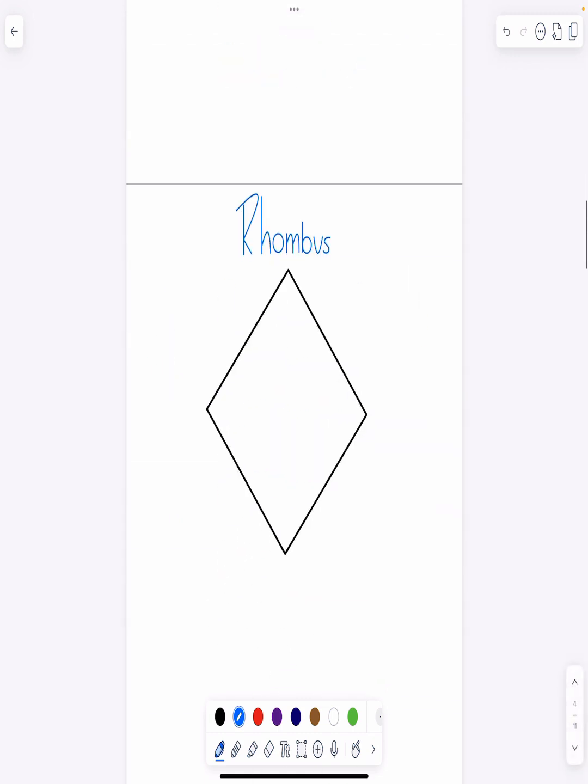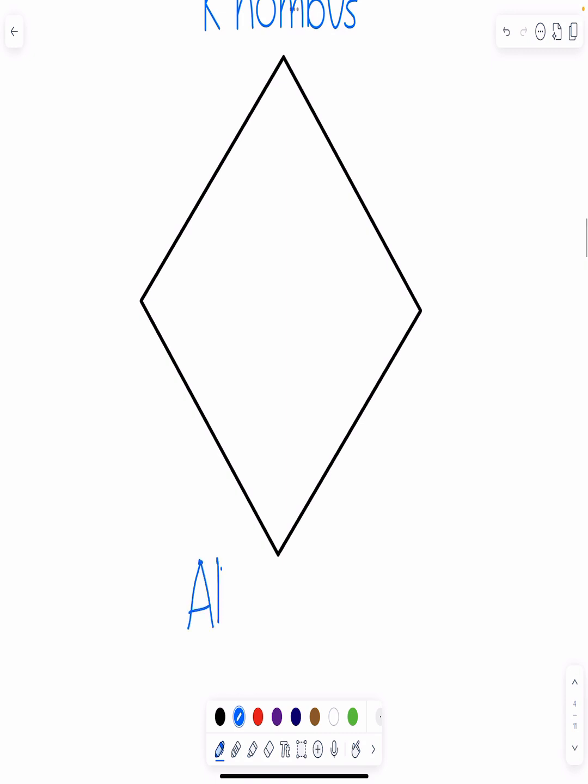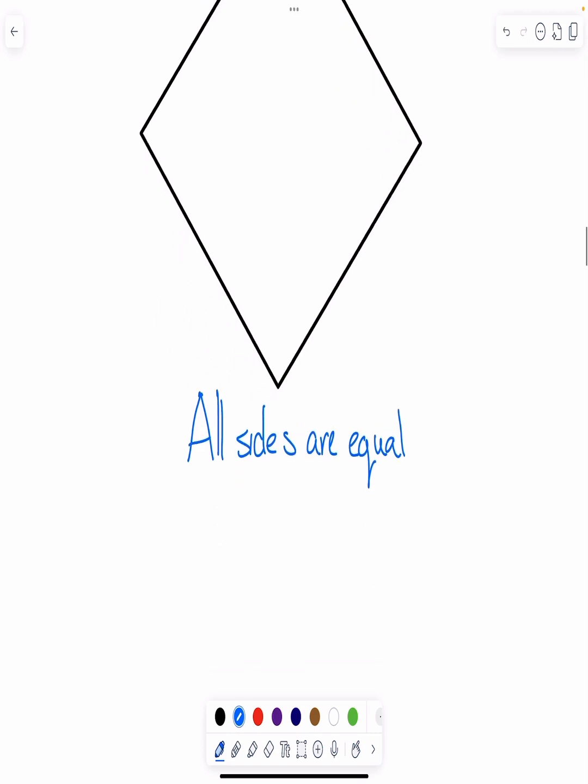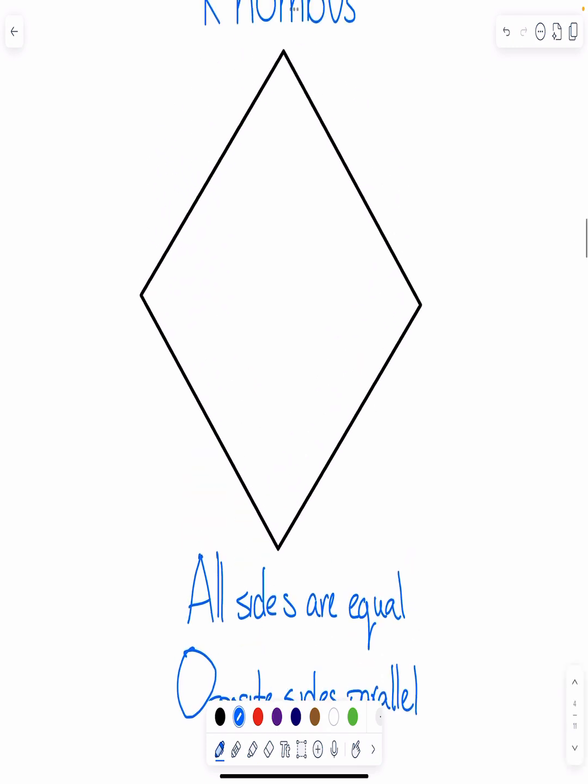For a rhombus, all sides are equal and opposite sides are parallel. So in this case, all my sides are equal and opposite sides are parallel. We denote parallelism by these pointers.